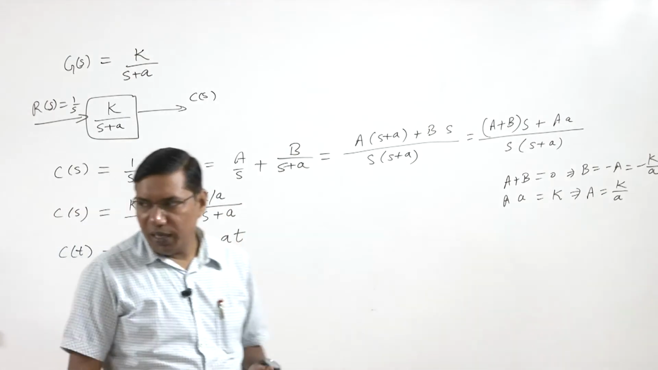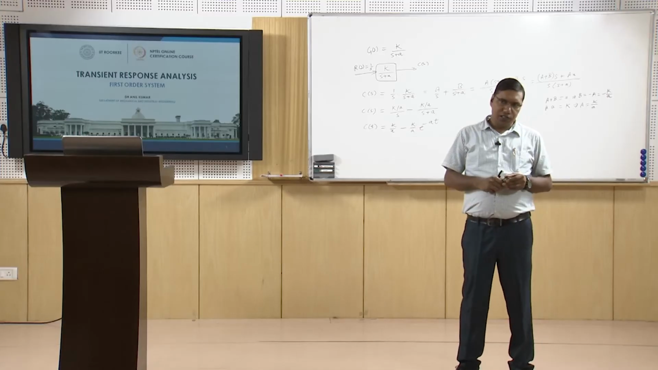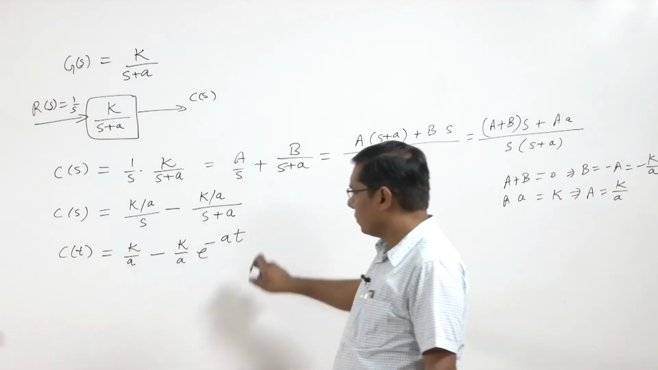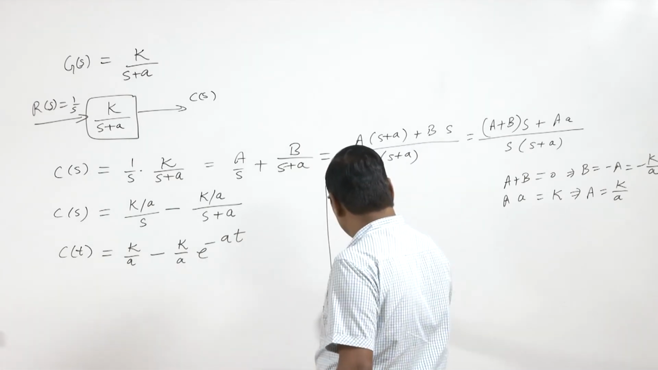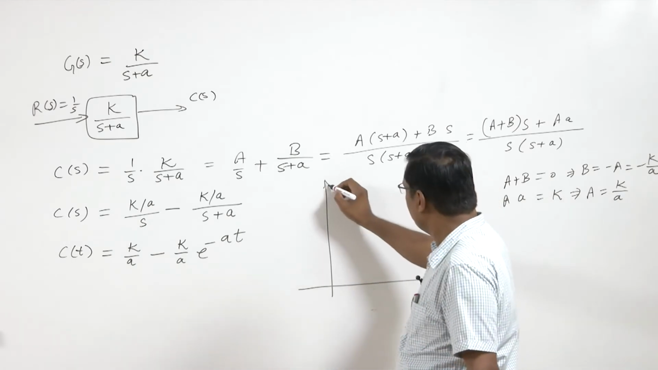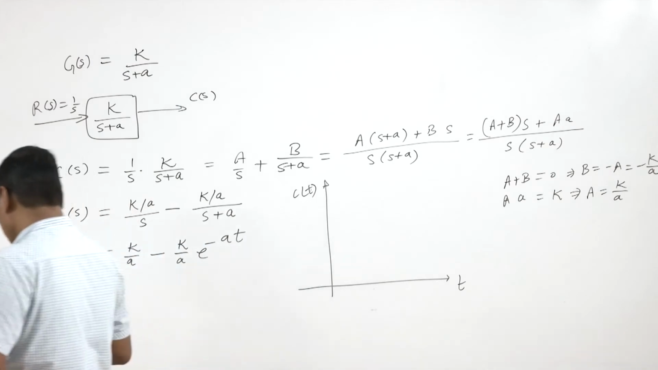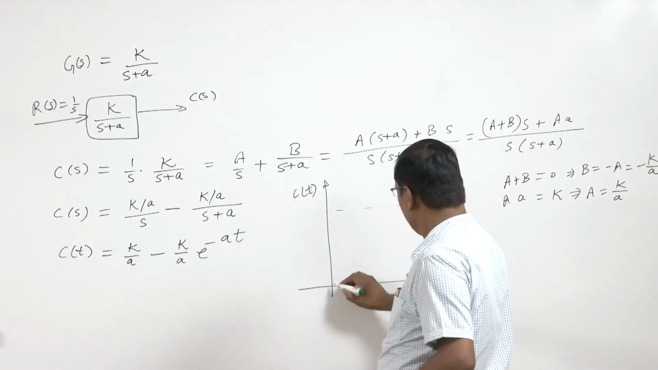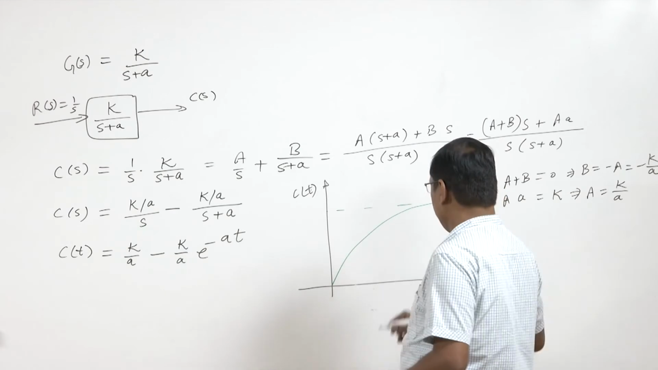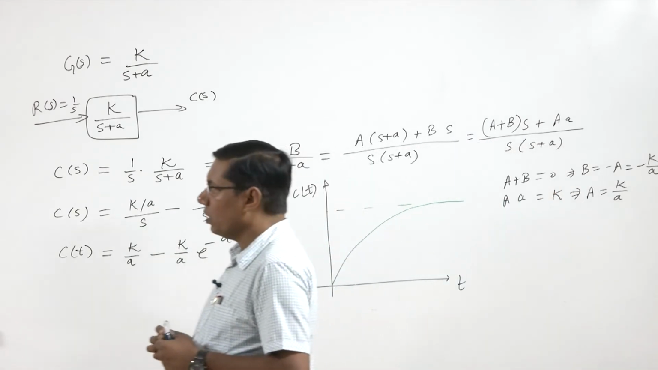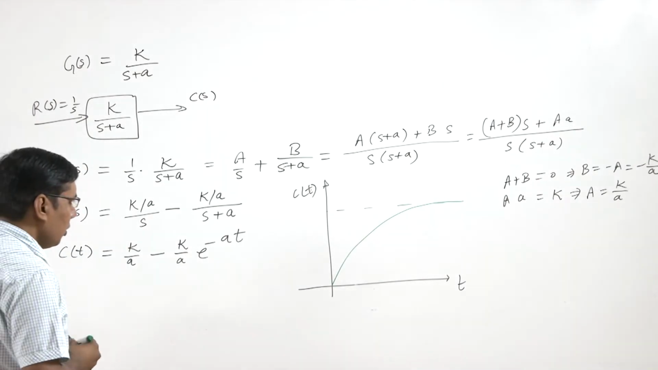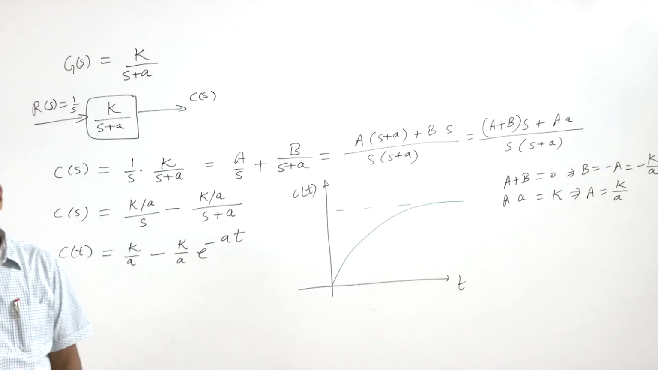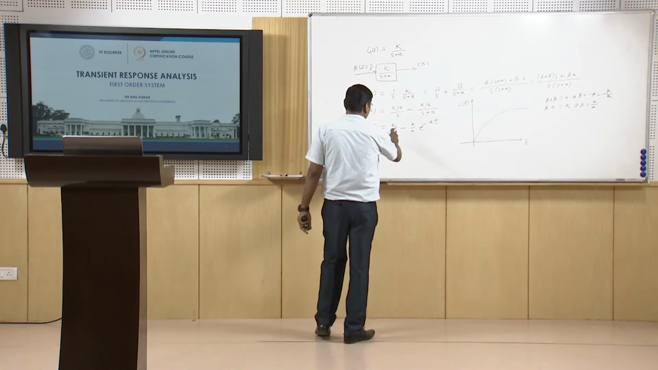So if we want to make the transfer function of this first order system, we need to know k and a from the response, and this is the response. So suppose if we have some response, first order response. From this response, by comparing this equation to the response, we have to find the k and a values.